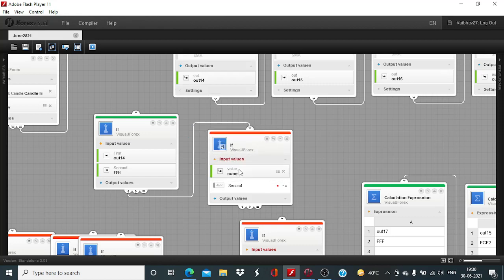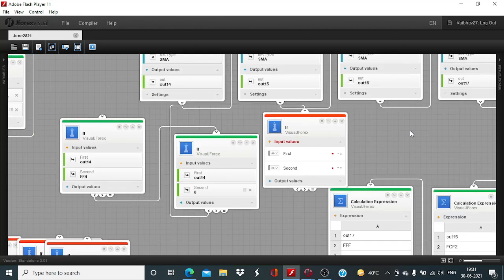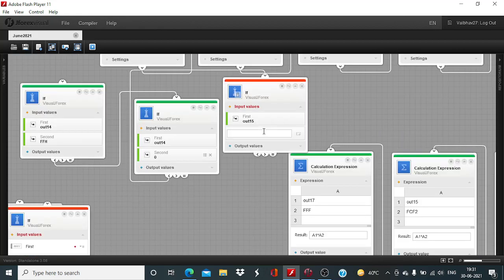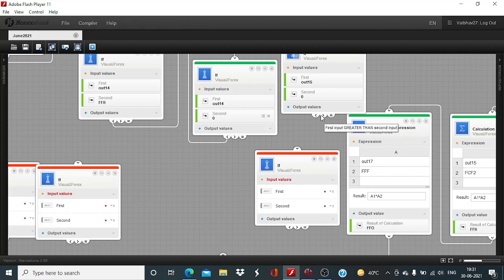Out 14 needs to be below 0 as well. First input less than second input. Out 15 also needs to be below 0. Again, first input less than second input. Okay.